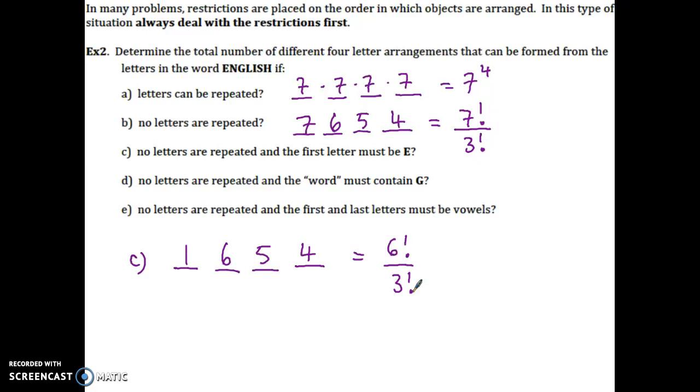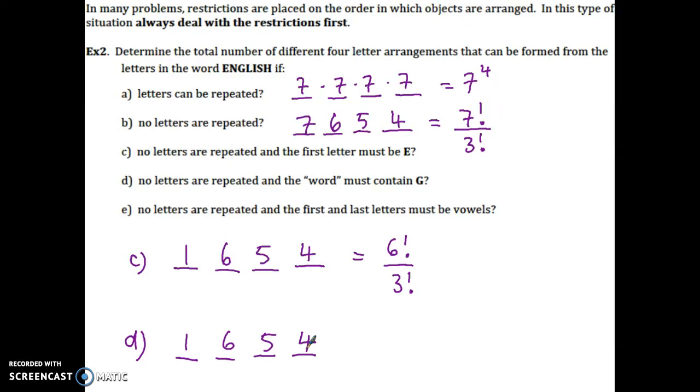So if the word must contain the letter G, how are we going to go ahead and deal with that? I want you to pause and just have an attempt at that yourselves. So hopefully you decided to set things up as follows. If we imagined that the first letter was the letter G, then the problem is very, very similar to the problem that we previously saw.